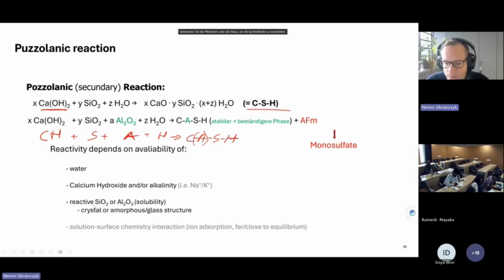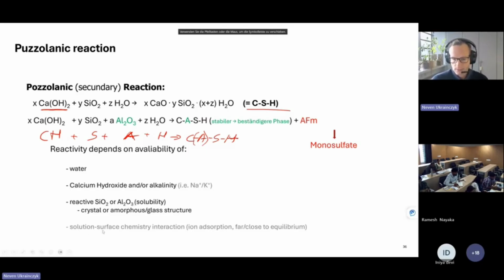And you have how much of that silicate aluminate is reactive or is soluble in the glass phase or amorphous or maybe even in crystal. So how much of these phases are really reactive? So you need to know the reactivity of your raw materials, of your Pozzolans.